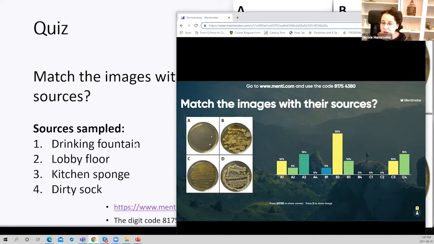A was actually the drinking fountain. So kind of good, only two contaminations are on there. Whereas the C and D, as well as the B, show a high complexity. Whereas C and D are kind of all the same.